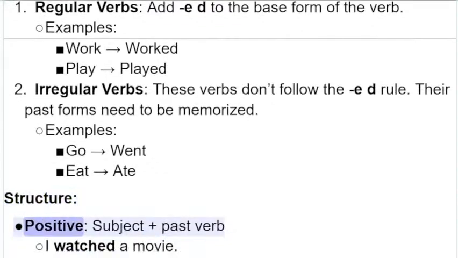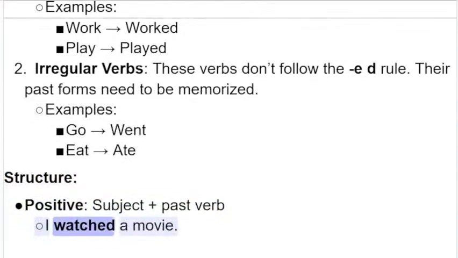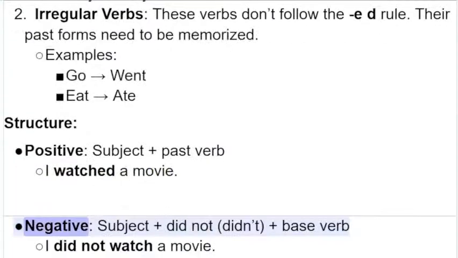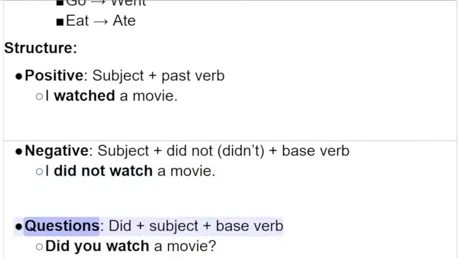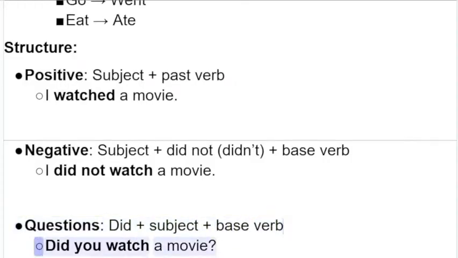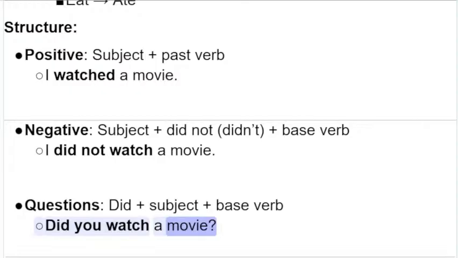Structure: positive, subject plus past verb. I watched a movie. Negative, subject plus did not, didn't, plus base verb. I did not watch a movie. Questions: did plus subject plus base verb. Did you watch a movie?